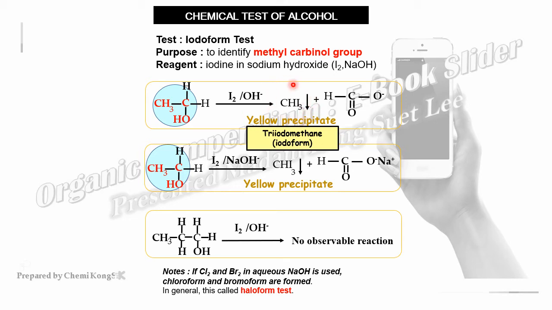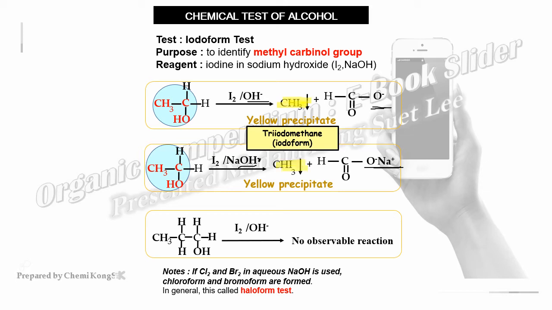So this triiodomethane is a yellow precipitate. Okay, sometimes you see I2/NaOH negative. Actually, by right it is just OH negative. So it will form the product CHI3 and then O negative and Na plus. You check the difference here. If you just write OH negative, then it forms O negative. If you write NaOH, it forms O negative and Na plus. And then the main product is this one, CHI3 precipitate, so yellow precipitate.